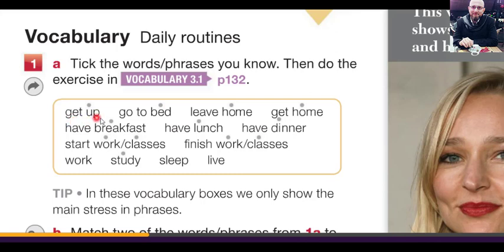What time do you get up? What time do you go to bed? What time do you leave home? What time do you get home? What time do you have breakfast? What time do you have lunch? And the same. But here, live and work, of course, you say, you can say, what time do you start work? But here, for example, where do you work? Where do you live? Here, where and where?